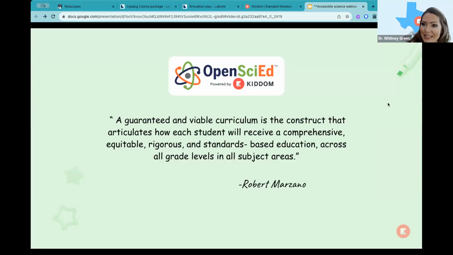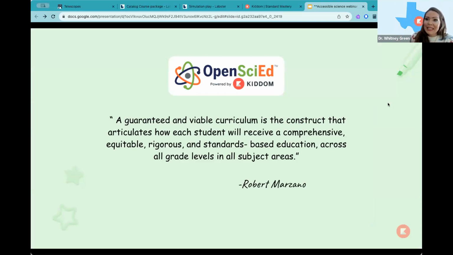And the last piece, this is one of my favorites. I think everybody knows Marzano. He is probably one of the most famous around curriculum. And I love this quote because of the words that stand out to me about a guaranteed and viable curriculum: it is going to be equitable, as we talked about the equity and access piece, rigorous, that we're enriching, we're providing honor above grade level text for students at all times, staying in that core curriculum, and standards based.